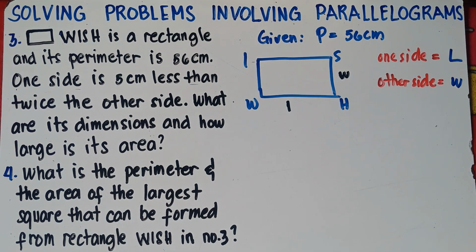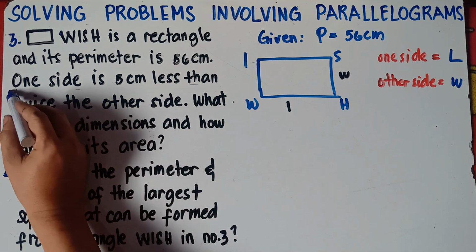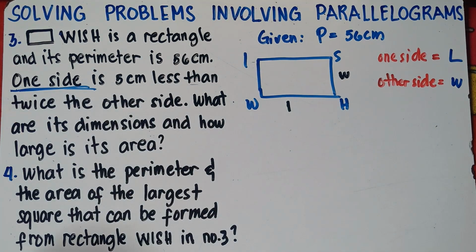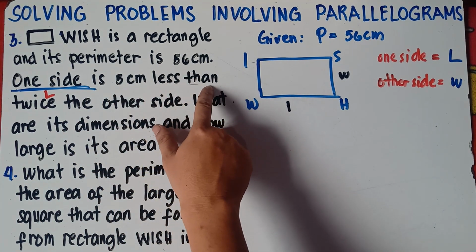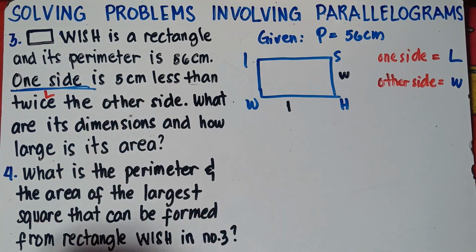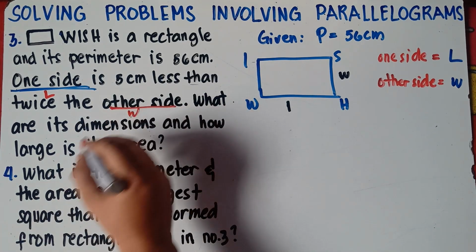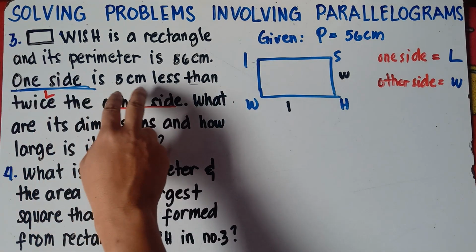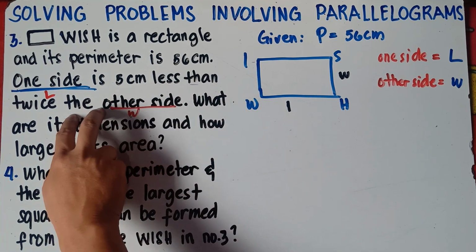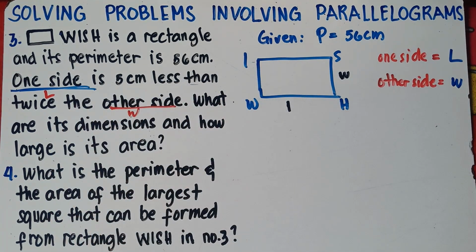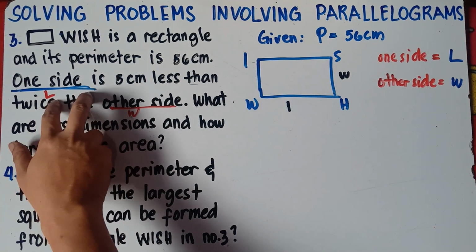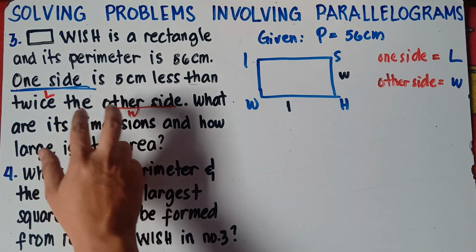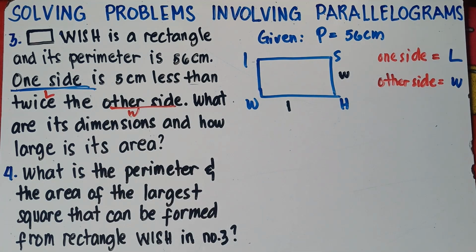So we already have the idea. If this is our length, let's assume, this one side is our length, we already have the idea that our length is 5 less than twice the other side. The other side is our width. So therefore, our length is 5 less than twice the width. We don't have the value of width, but for our length, we have the idea that it is 5 less than twice the other side. So I hope you get this one, class.